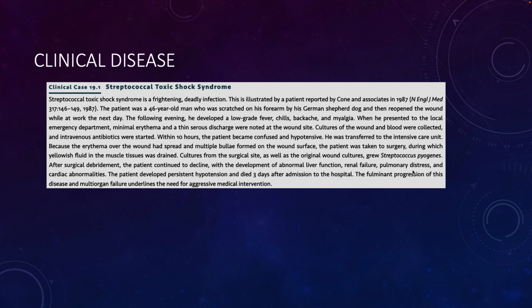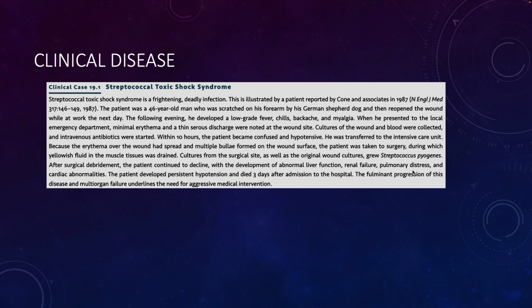So here we have a 46-year-old man who was scratched on the arm by his dog, and then he accidentally reopened the wound while at work the next day. The day after that, so 2 days after his scratch, he developed a fever, chills, backache, muscle pain. He showed up at the ER where there was some redness and discharge at the wound site. Cultures of wound and blood were collected. IV antibiotics were started. Within 10 hours of showing up to the hospital, he became confused and had significantly low blood pressure. Transferred to the ICU. The redness had spread.